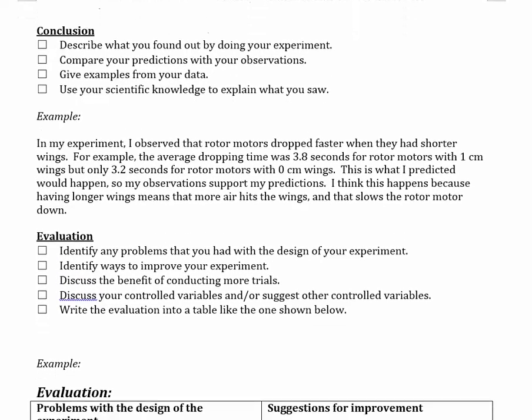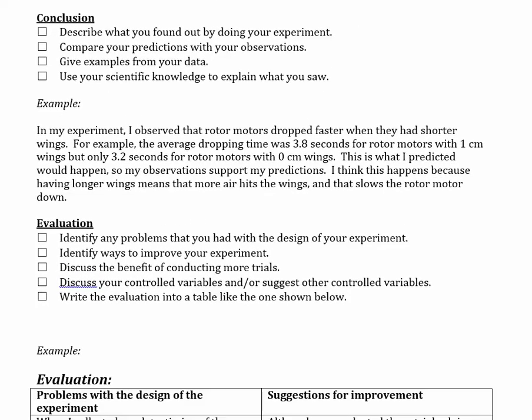Finally, we get to two of the most important parts of the lab report, and you can't do this unless you've actually drawn the graph and looked at your data and you know exactly what your hypothesis was in the beginning. For your conclusion, you need to describe what you found, compare your predictions with your observations. One thing that's missing here, refer back to your hypothesis. Talk about if your hypothesis was supported or not based on the data.